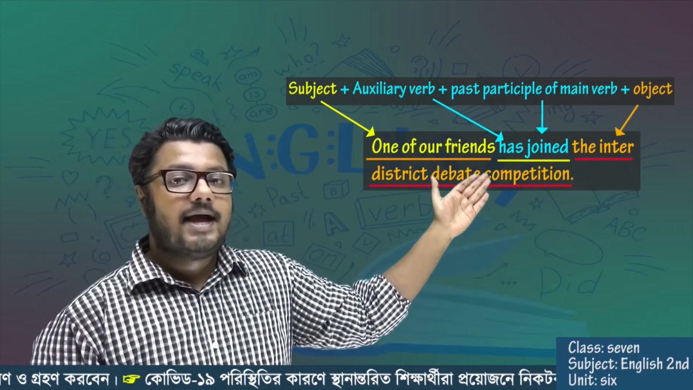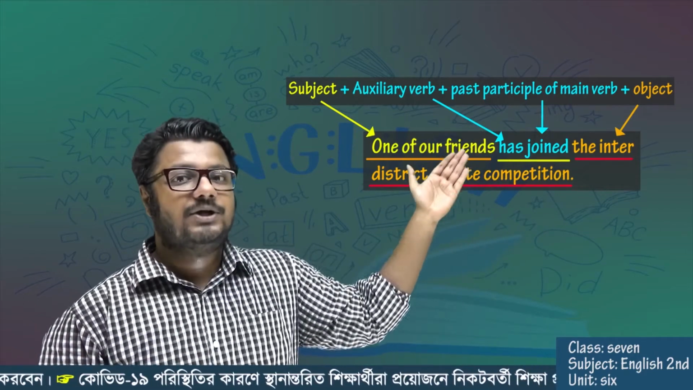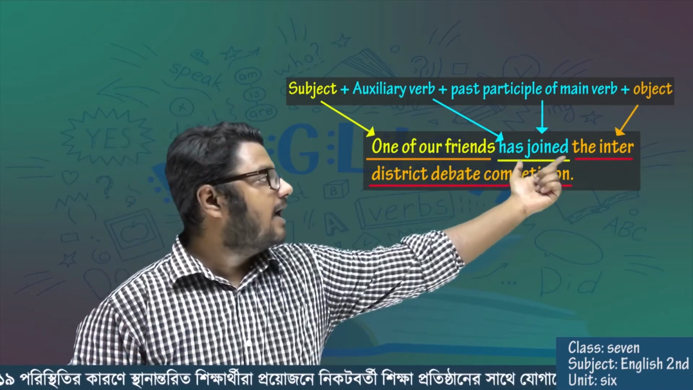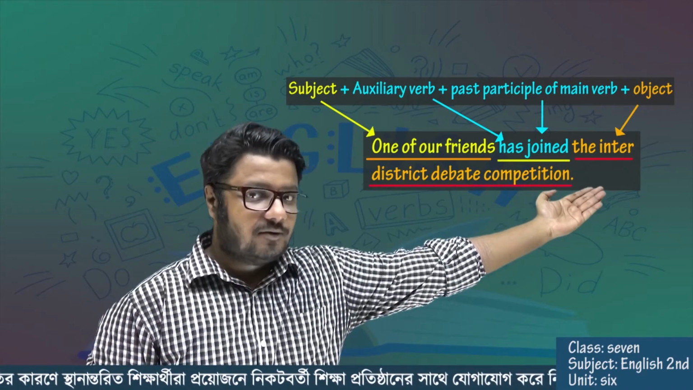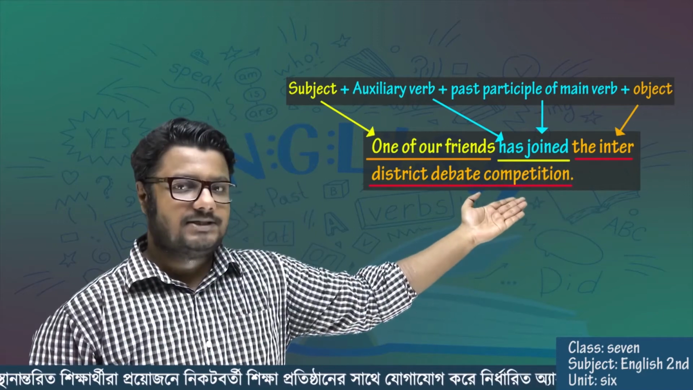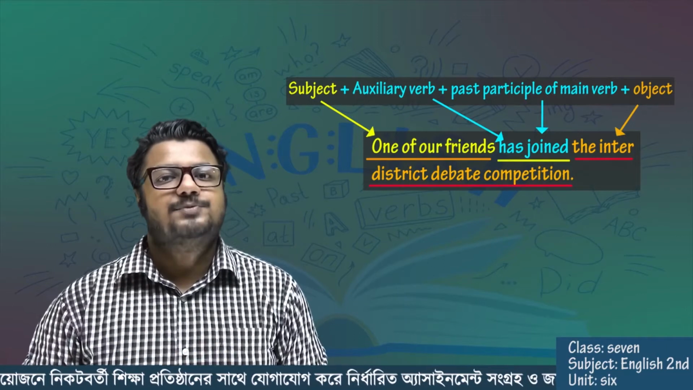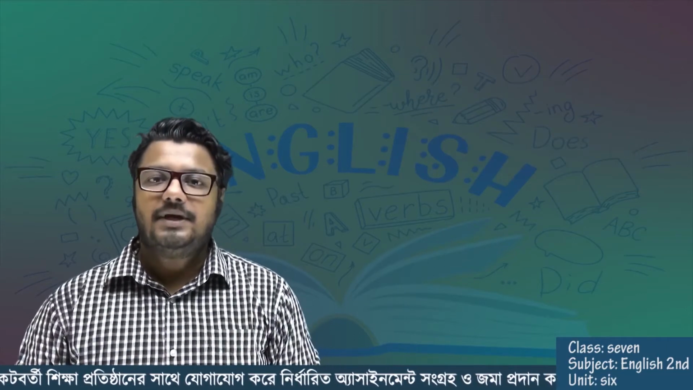So this sentence actually follows the structure that we learned before: subject, has, past participle form of the main verb, and extension. Now you may ask me what past participle form of the main verb is.